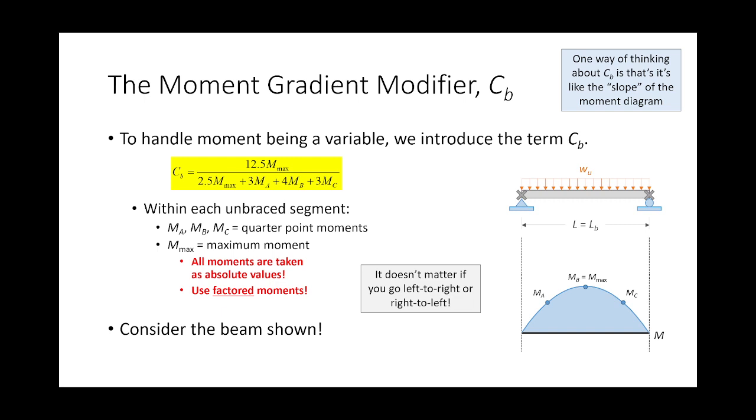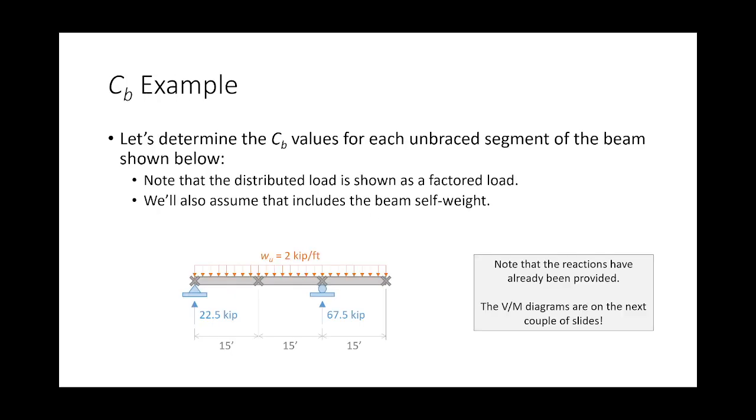With me so far? Okay, let's do a real one. We are going to determine CB values for this beam. Now, let's take a look at this. So I have a beam. It's 45 foot long. Okay? There are braces every 15 feet. So there's going to be 1, 2, 3 unbraced segments. And for each one of those unbraced segments, we're going to have a single CB value. So what that means is we are going to have to compute 1, 2, 3 CB values.